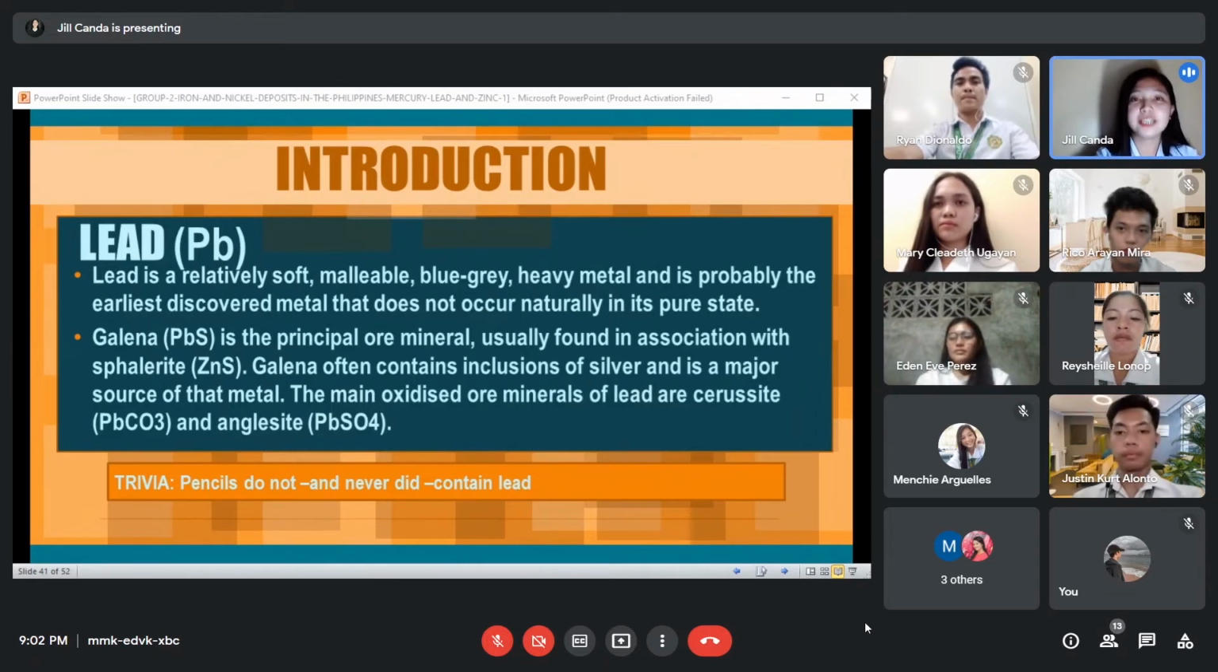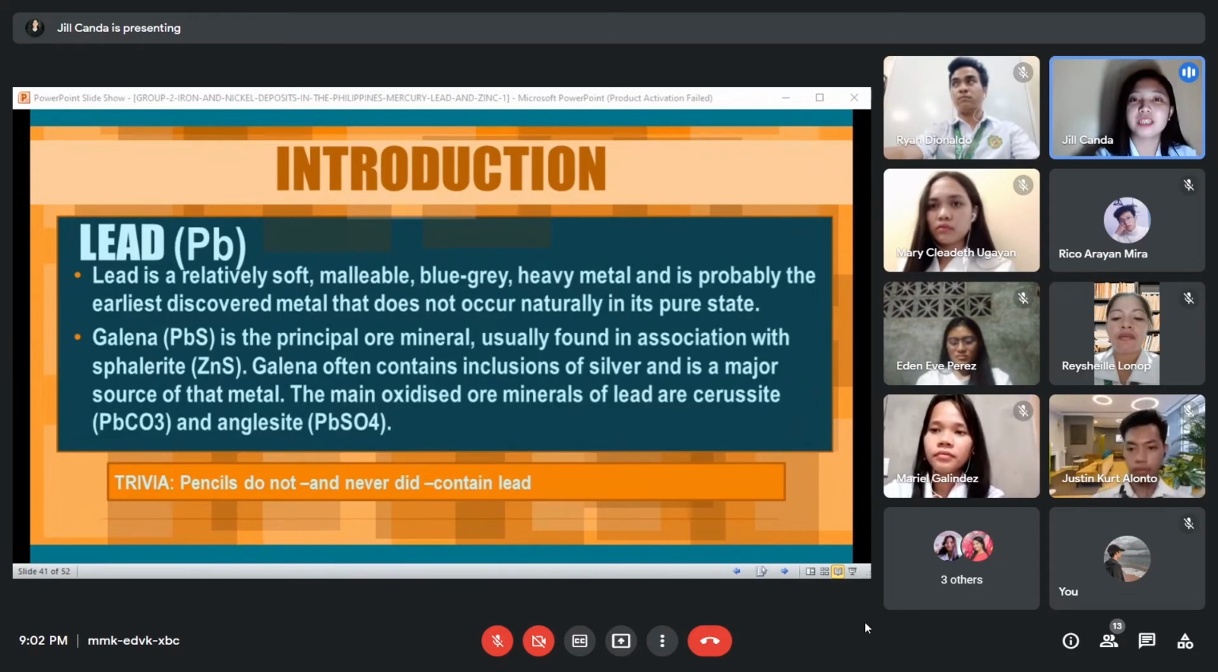By the way, here's a little trivia or fun fact: pencils do not and never did contain lead. The lead that we know in pencils is actually graphite, which was mistakenly assumed to be lead in England at the time when they discovered the large graphite deposits. That's why it's termed lead.